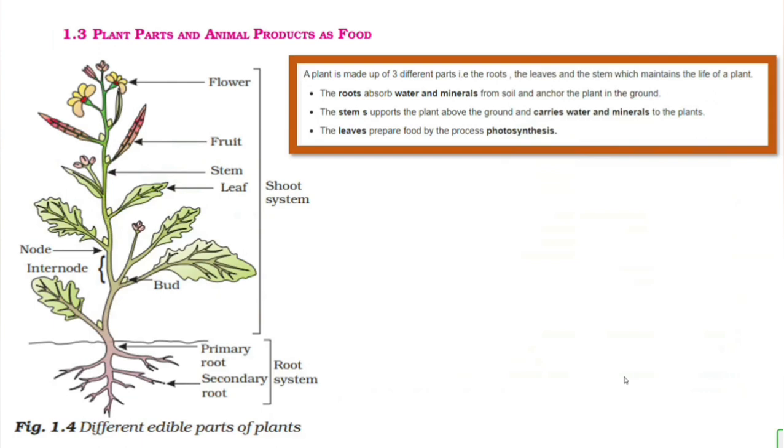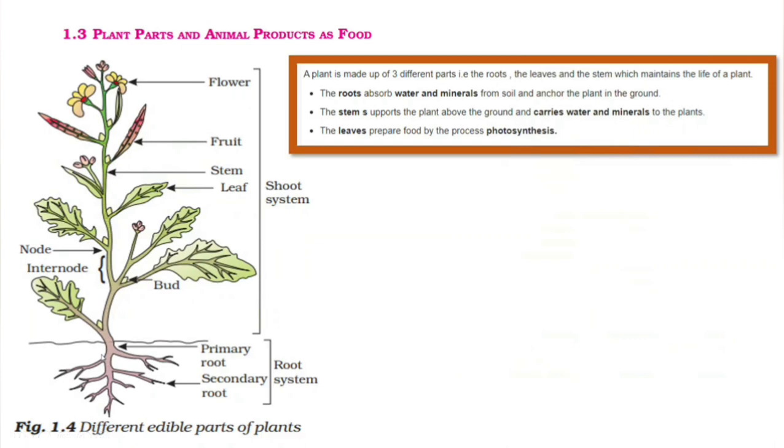We see there are three different parts, three main parts of the plant. The first is the root system, which is made up of the primary root and secondary root, and it holds the plant to the ground. So it is like the anchor of the plant. Then comes the stem of the plant. The stem absorbs the water and carries the water and minerals to the different parts of the plant, and it also supports the plant above the ground.